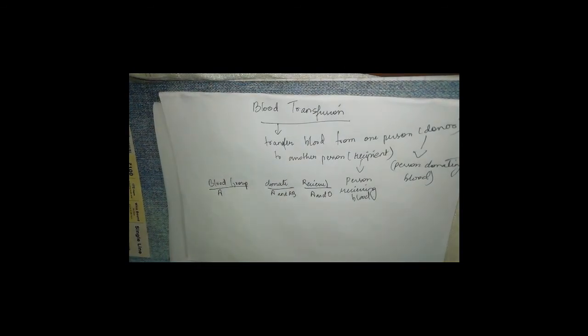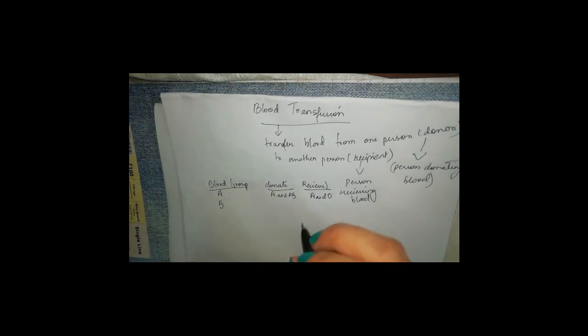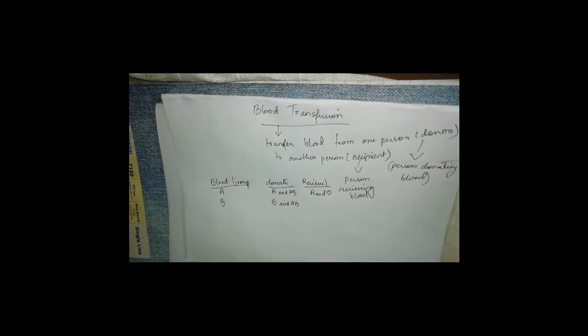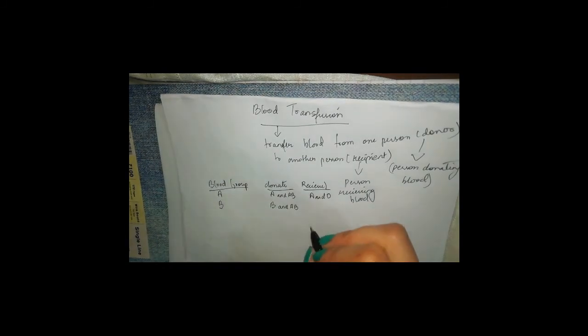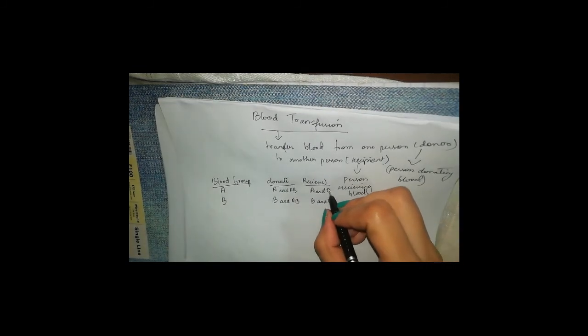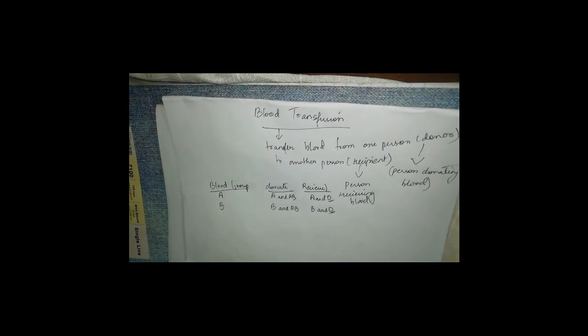Now if I am a person of blood group B, I can donate blood to B and AB, but I can receive blood only from B and O. See, you have seen here a common O. Remember, I have taught you just recently that O is a universal donor. They can give blood to anyone. That means blood group A and blood group B can receive blood from O.